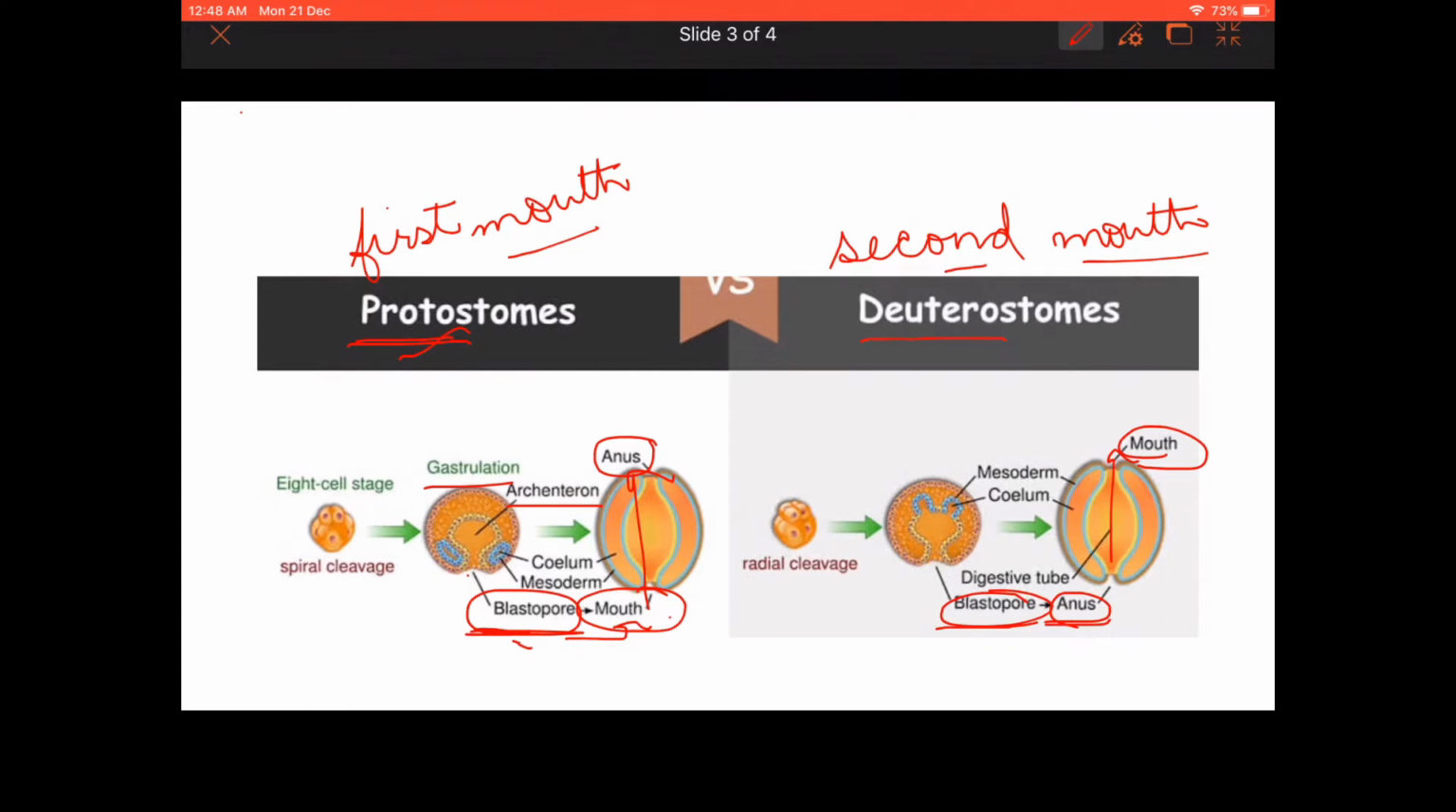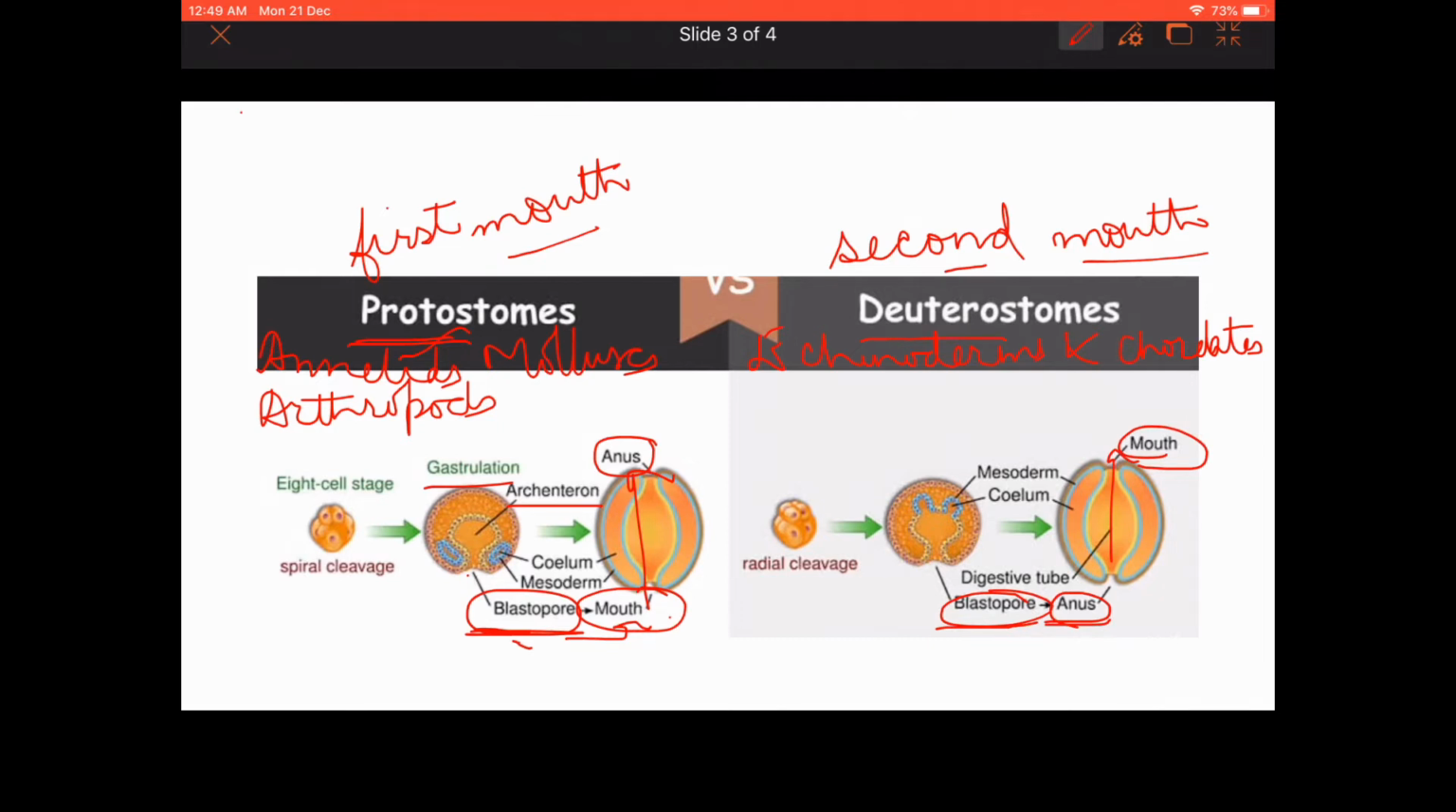So which animals are protostomes? These are the invertebrates like annelids, mollusks and arthropods, right? On the other hand, deuterostomes include the echinoderms and all the chordates, right? So we are also deuterostomes. So echinoderms and chordates are the deuterostomes, in which the blastopore first develops into the anus and the mouth develops later.